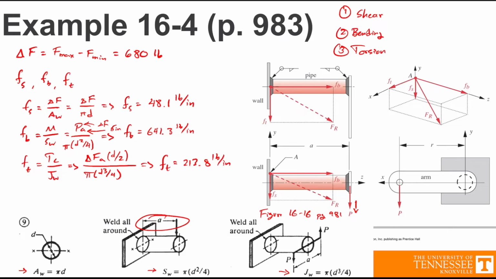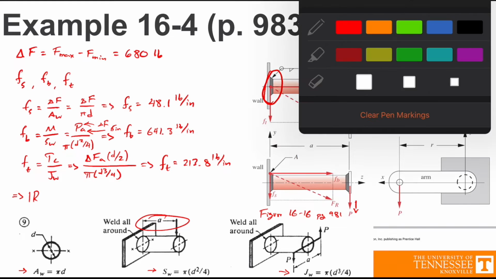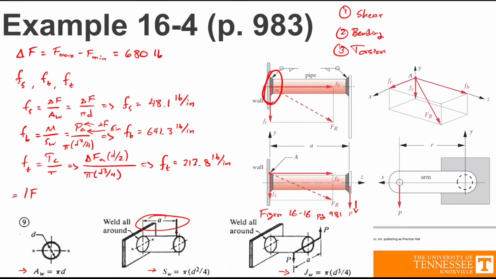So what we're going to do is we need to find out the total amount of force that this weld is experiencing. And just a reminder, we are looking at this weld right here against the wall. So we're going to find the total magnitude of force, which we're going to call FR, and it's a square root of the sum of the squares of these different forces per unit length. So Fs squared plus Fb squared plus Ft squared. And when you plug that all in, you get that the total force is equal to 678 pounds per inch.